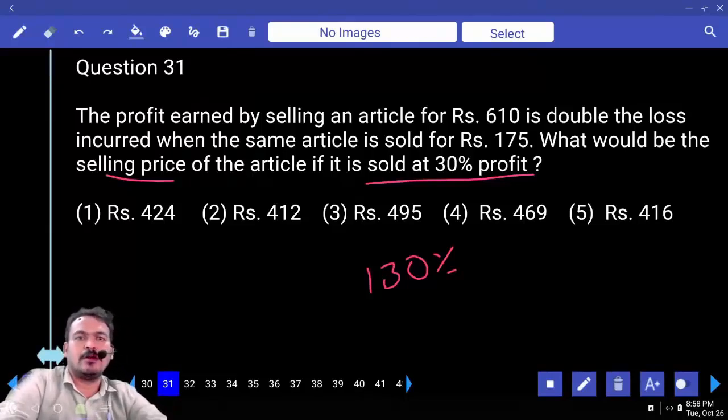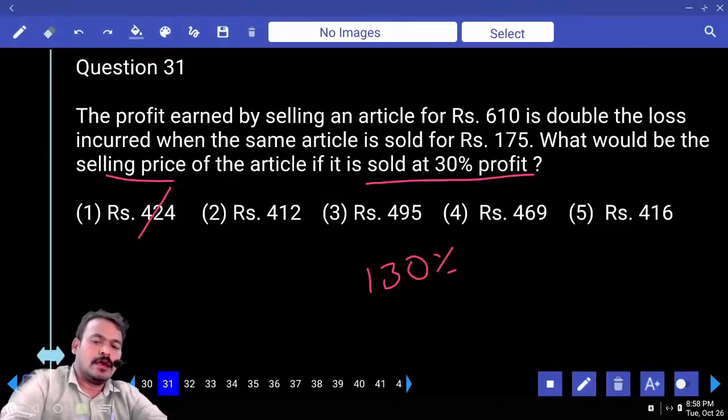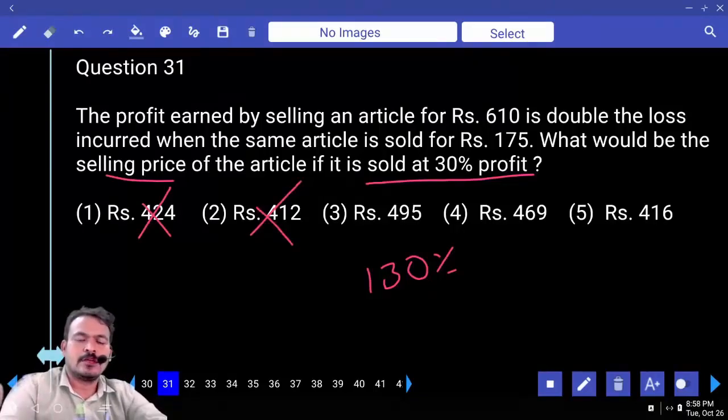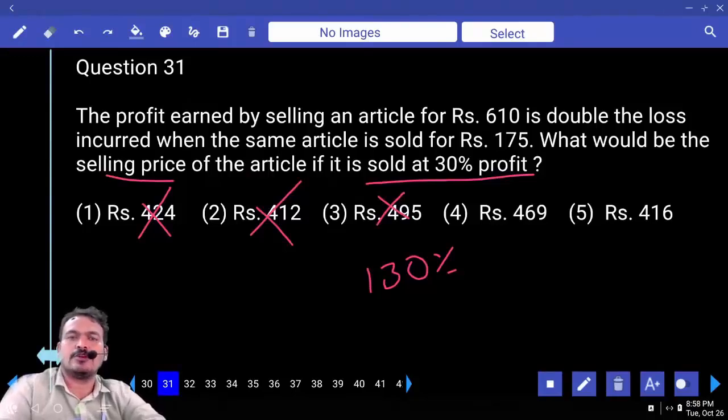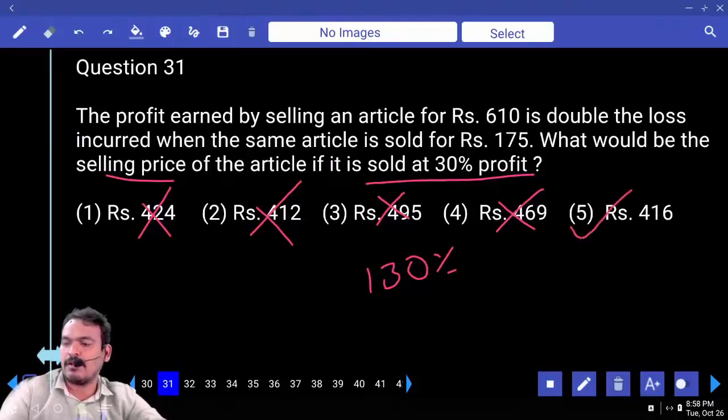First one is 13 multiple or not? Yes or no? No. Second one? No. Third one, 13 threes are 39, remaining 105. 13 multiple or not? No. Next, fourth option? 469. No. Fifth option? 13 threes are 39, remaining 26. It will be 13 multiple or not? Okay. Next answer will be 416.